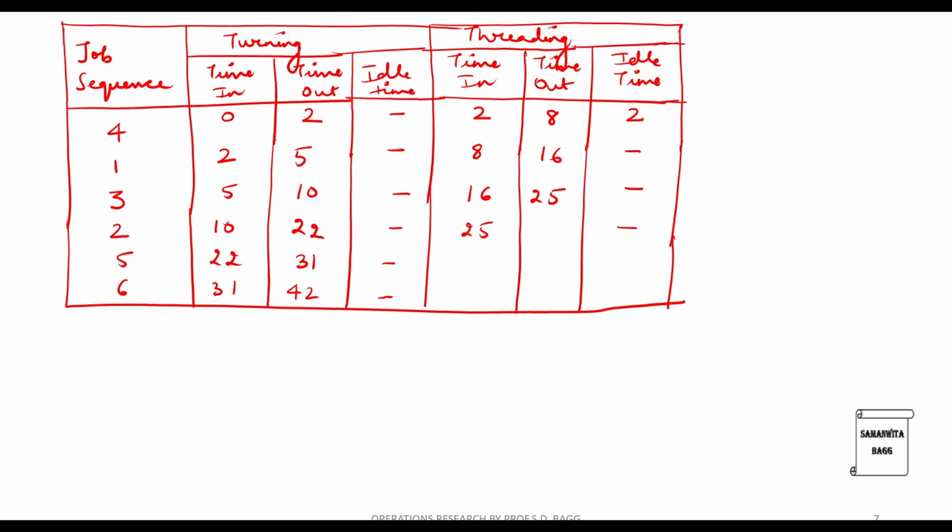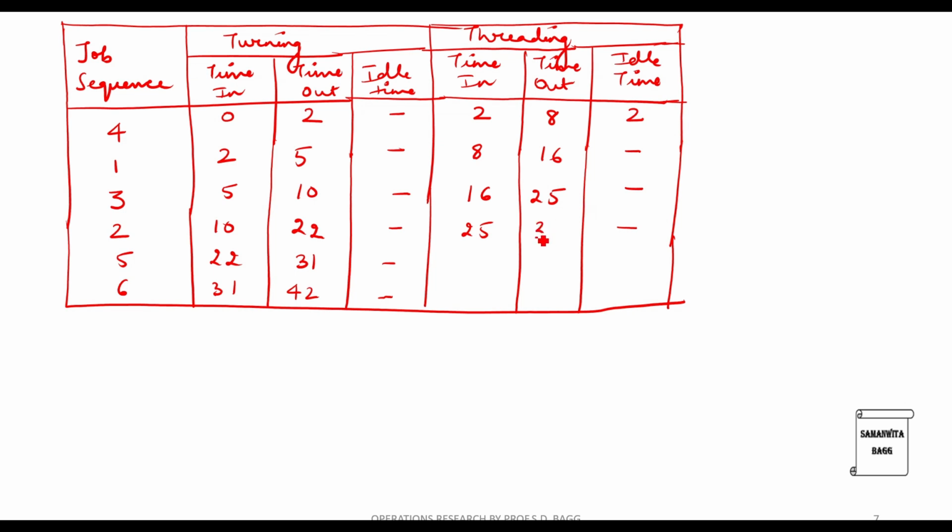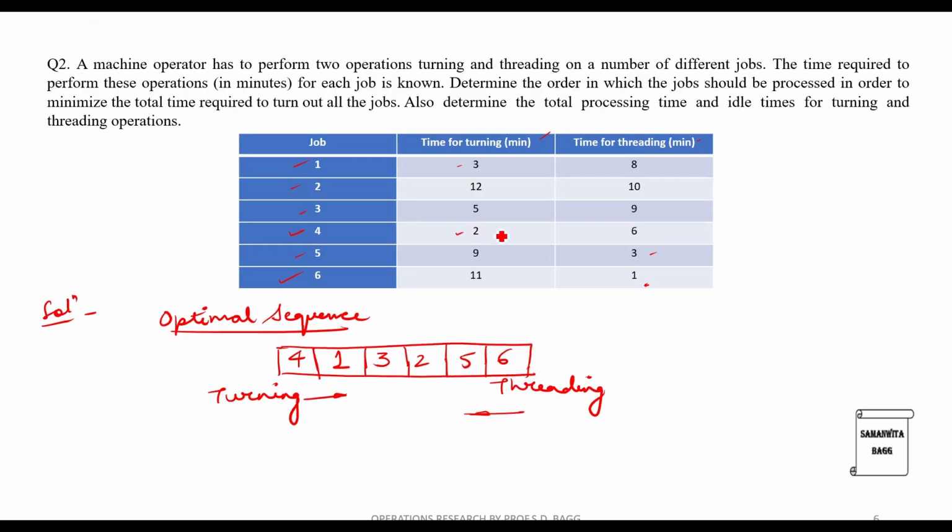No idle time for the machine. Second on threading is 10. So this becomes 35. This is 35. This is 31. So it will start at the higher value. No idle time for threading operation. Fifth one on threading is 3.